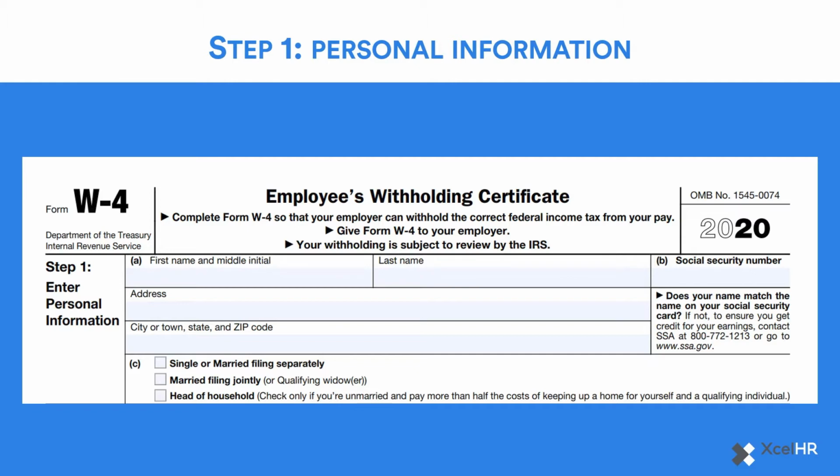Section 1C concerns the filing status. This selection determines the standard deduction amount and the tax table used in calculating your employee's withholding.